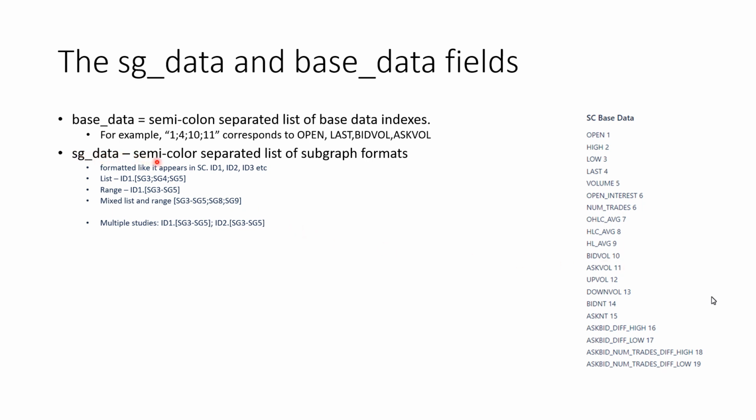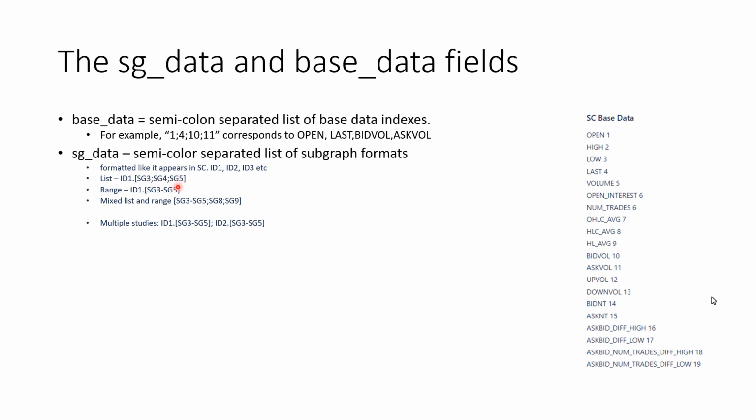Subgraph data is a semicolon separated list of subgraphs, and it basically follows the following format. I first specify which study I want, and then I specify which subgraphs from that study. Taking this as an example, I want study ID 1, whatever that is, and then I want subgraph 3, subgraph 4, and subgraph 5, with a semicolon separating them.